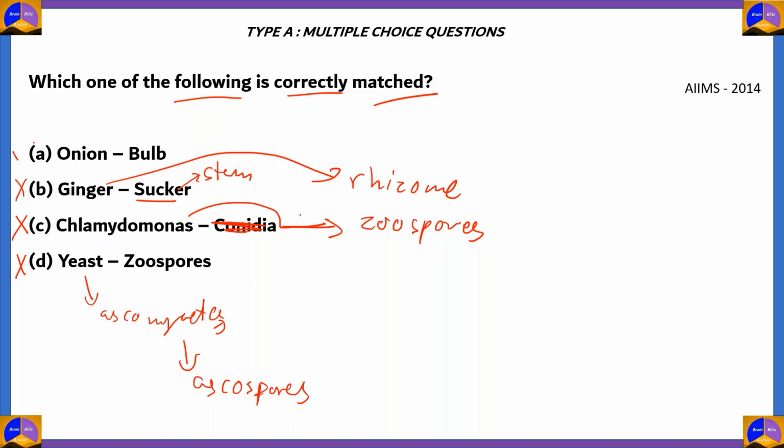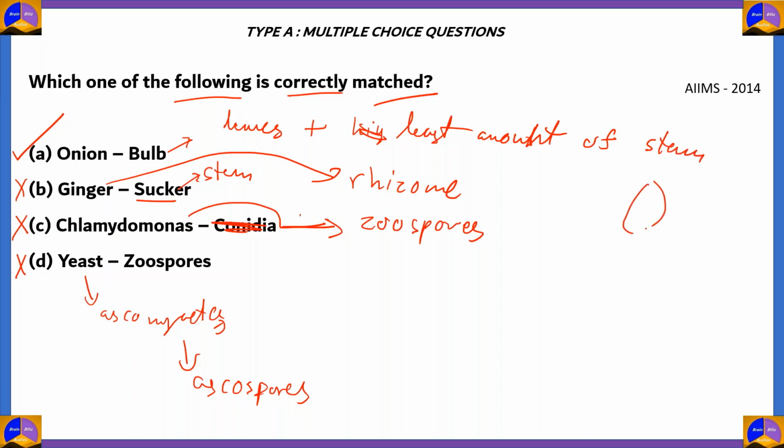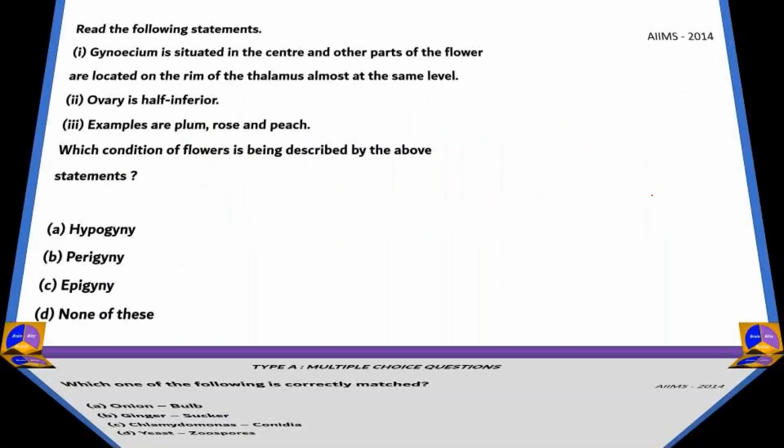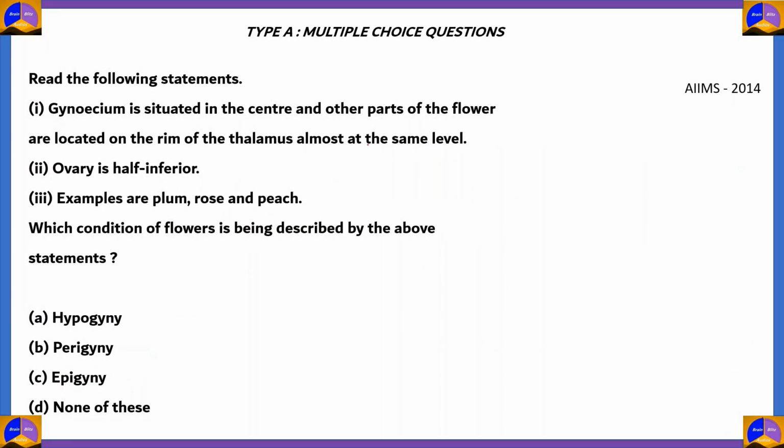The right answer is option A, onions, which are bulbs. So in bulbs, they have a collection of leaves plus the least amount of stem, which is just a disc. So in a bulb, the stem is only found at the disc, while all of these are leaves. Let's look at the next question.